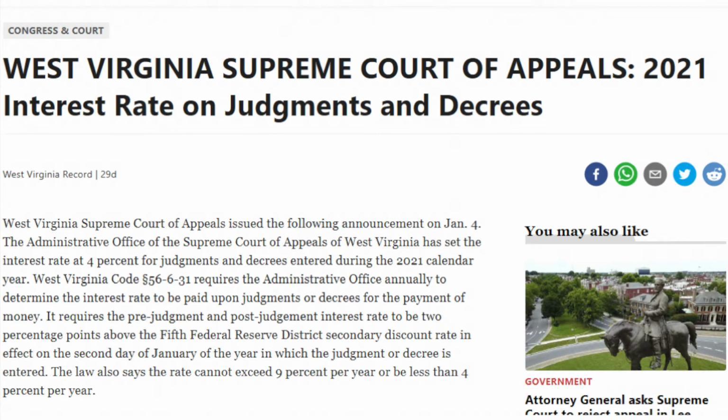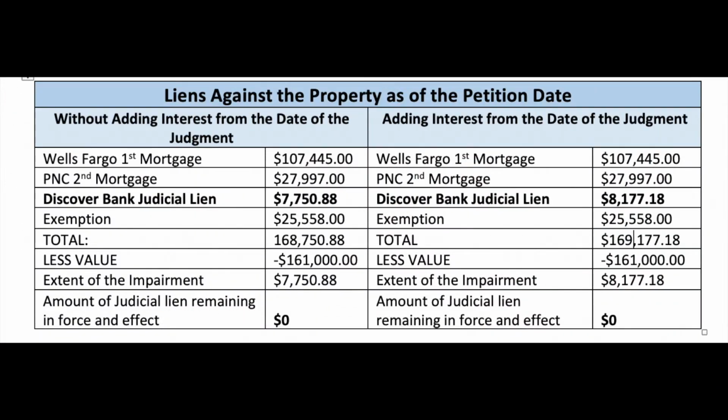Look at this example. In this case, the judgment was obtained on December 19, 2019, in the principal amount of $7,750.88. According to the Supreme Court of Appeals for West Virginia, the 2019 judgment interest rate was 5.5%. Thus, if this debtor had filed bankruptcy on December 19, 2020, the amount of the judgment would be approximately $8,177.18, but the net effect of the judicial lien avoidance formula is unchanged. Let us now turn to the next requirement in the judicial lien avoidance formula, which focuses on all other liens against the property.